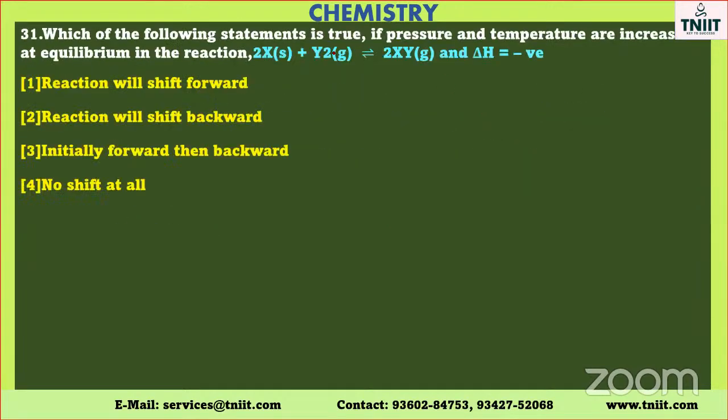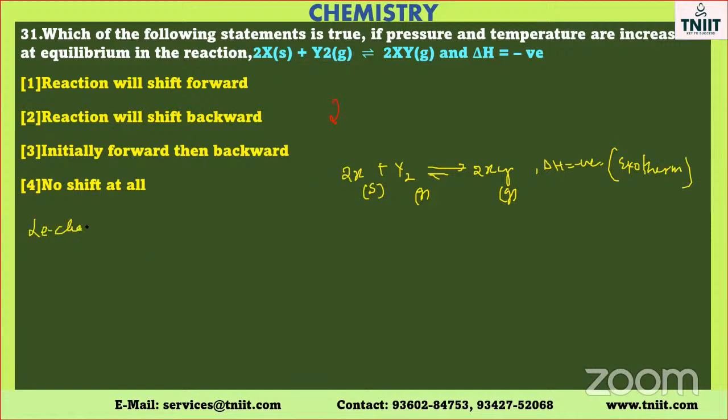Which of the following statements is true? If pressure and temperature are increased at equilibrium in the reaction 2X, which is a solid, plus Y2, which is a gas, giving you 2XY, a gas, and delta H is negative. Delta H negative means it is an exothermic reaction. So this question is based on Le-Chatelier's principle.